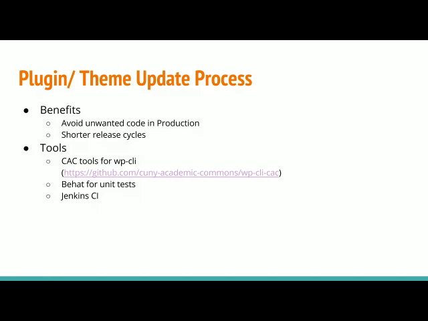A few tools that we've been using for this, the first important one is the CSE tools. It was developed by CUNY for their plugin process. And it turns out that this is helpful. This WP-CLI CSE tool is the one which helps you perform or differentiate between a major and minor update, and then also commit that to Git.